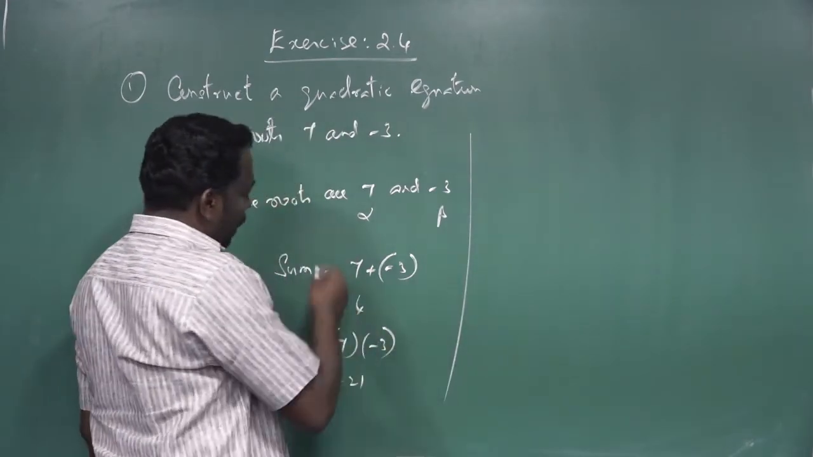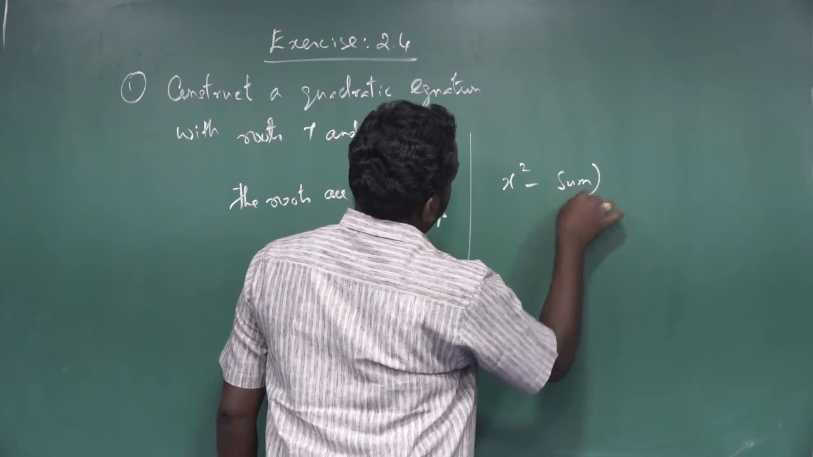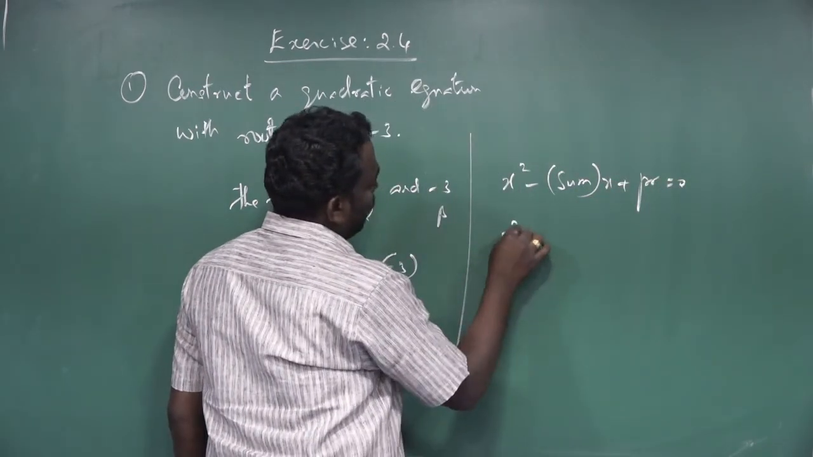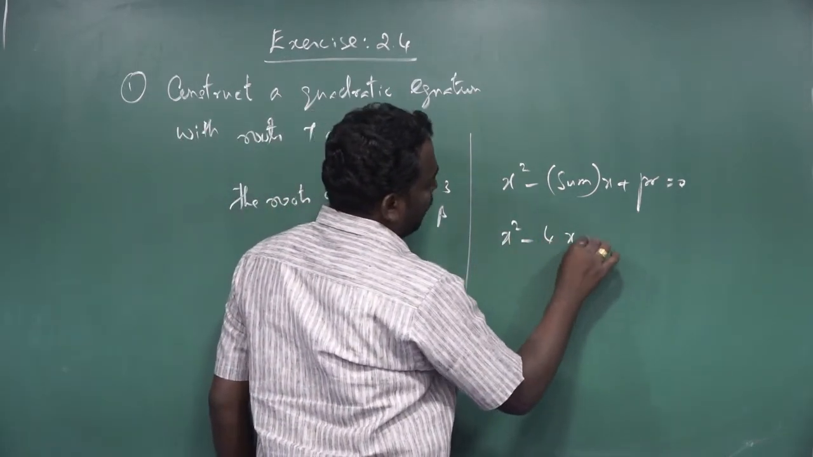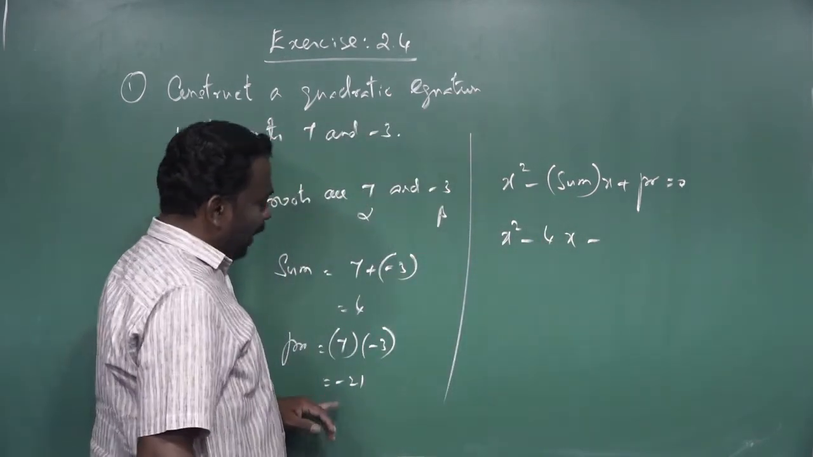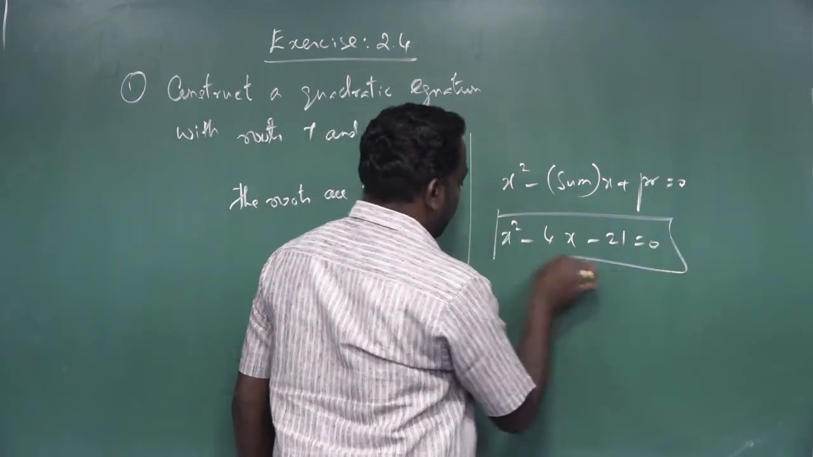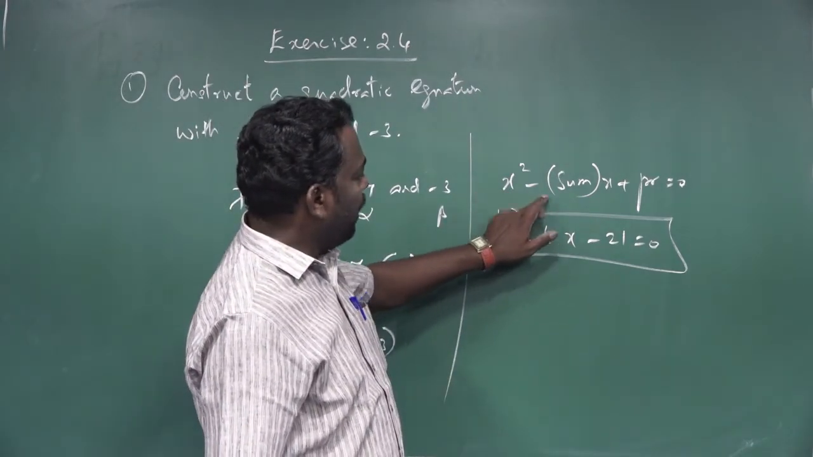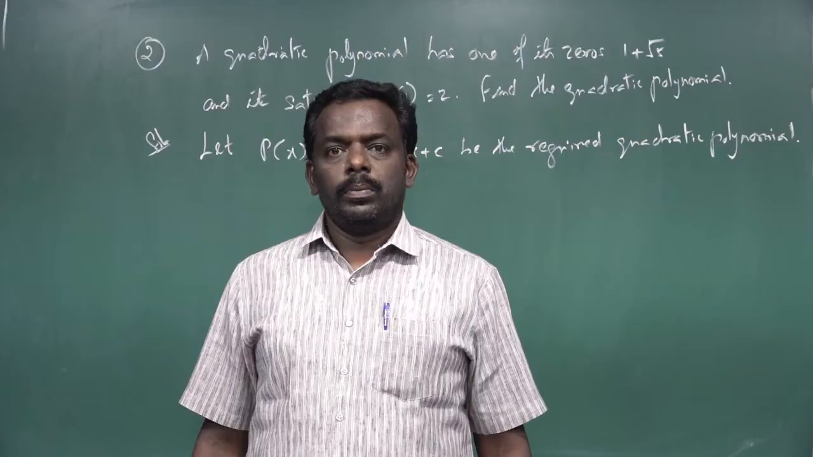Now, using the sum and the product, form the equation: x square minus sum of the roots into x plus product, that is equal to 0. Therefore, x square minus sum of the roots, which is plus 4, into x, and the product, which is minus 21, equal to 0. To construct the new quadratic equation, we apply the formula x square minus sum of the roots into x plus product equal to 0.